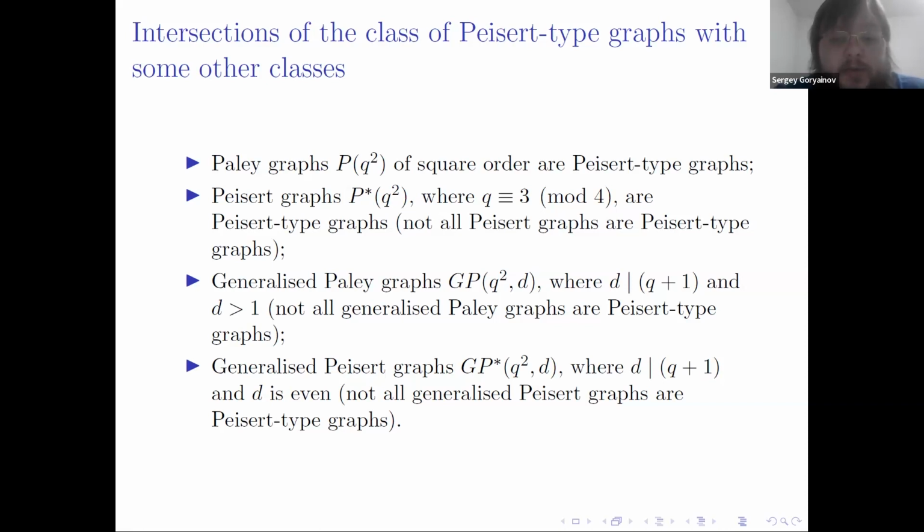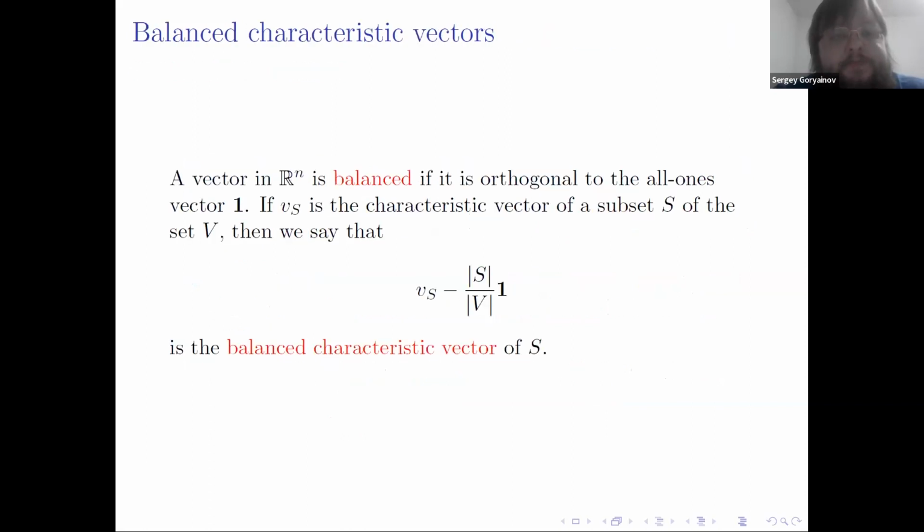And also generalized Peisert graphs GP star (q squared, d), where d divides q plus 1 and d is even, are Peisert-type graphs, but not all generalized Peisert graphs are Peisert-type graphs.